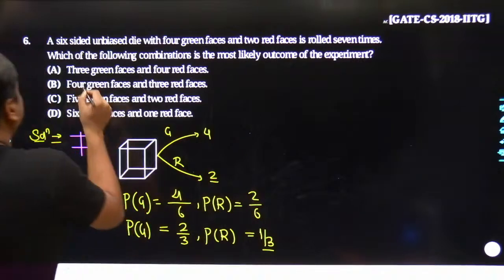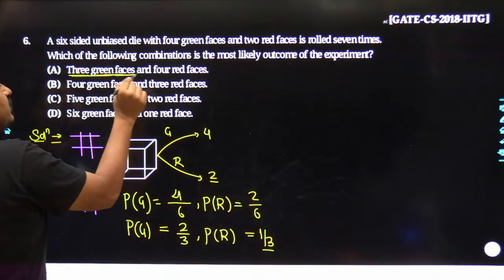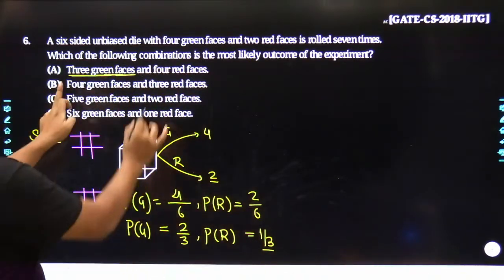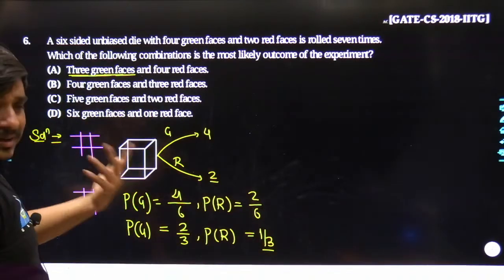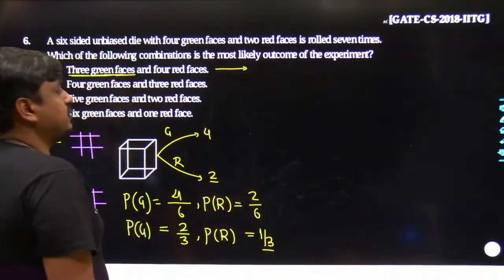What exactly does problem 1 ask? It asks for 3 green faces and 4 red faces. How many number of times has the trial been made? 7. Here also 7, 4 plus 3. Here also 7, here also 7. But the agenda has been quite different. Just focus over the first question.